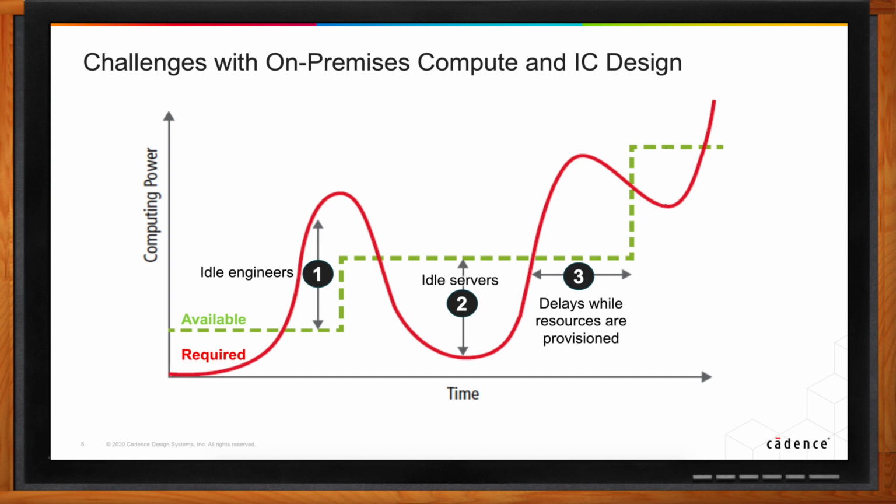Time in the form of identifying what types of servers to purchase, working through the purchase process itself, taking delivery of those servers, installing those servers, configuring the operating system, and finally having those servers ready to use. So that can take months, and that doesn't necessarily match the requirement of an electronic design project. So these are all hurdles and challenges associated with the historical model of on-prem compute.